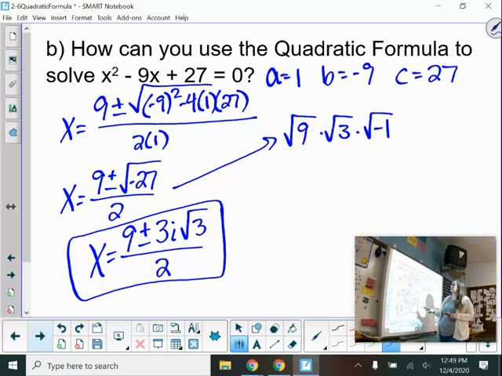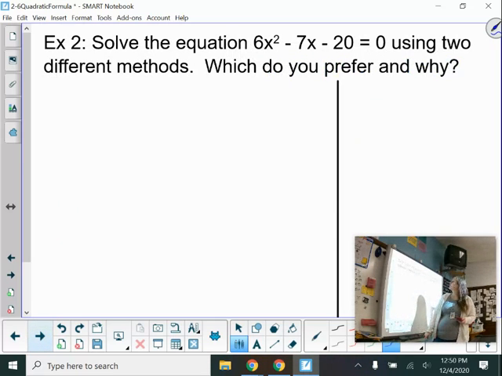And again, that was a lot quicker than it probably would have been to go through the completing the square process. So that's something to keep in mind. Okay, now we have an equation. We're going to solve using 2 different methods and then talk about preferences and which one might be the better fit. So for the bigger space, I'm going to use the quadratic formula, and I'll talk about the smaller space in a moment. So my A, B, and C: A is 6, B is negative 7, C is negative 20.